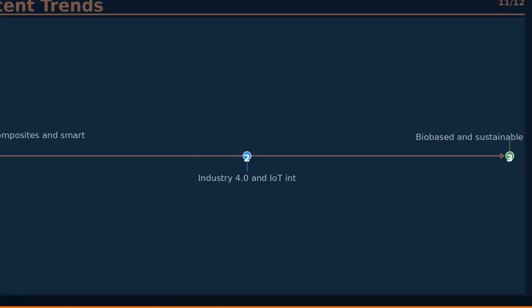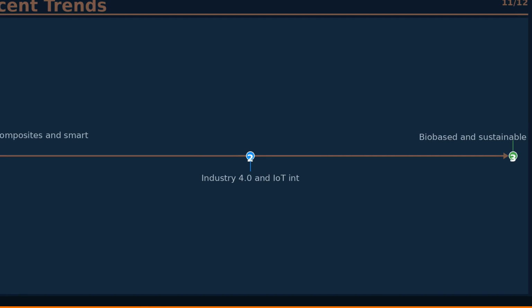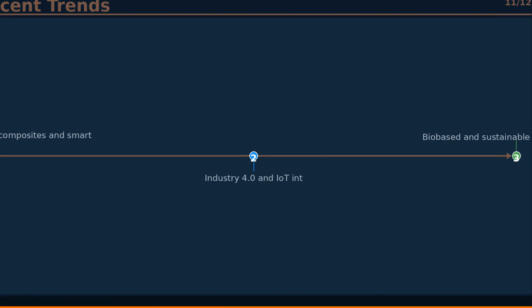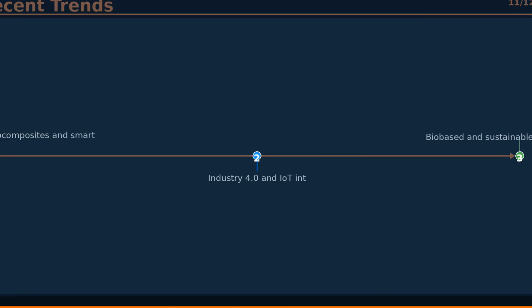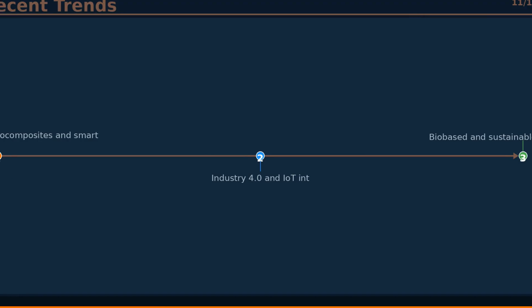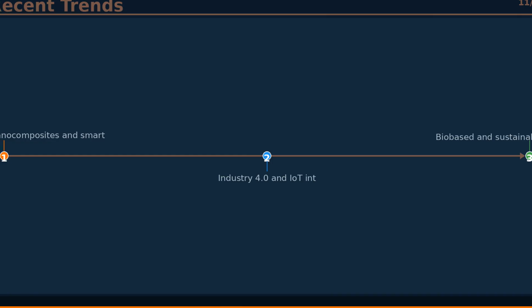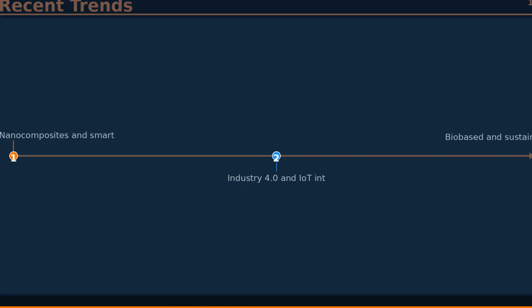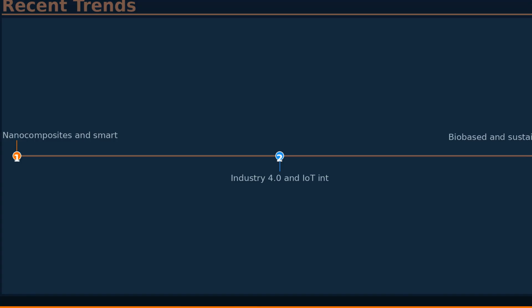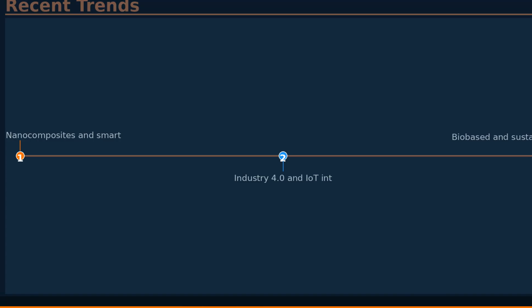Recent advances in tensile testing of plastics on UTM machine include nanocomposite reinforcement and smart material integration. Industry 4.0 enables real-time process monitoring using IoT sensors and AI-based control. Bio-based alternatives are gaining traction as sustainable replacements for conventional materials.